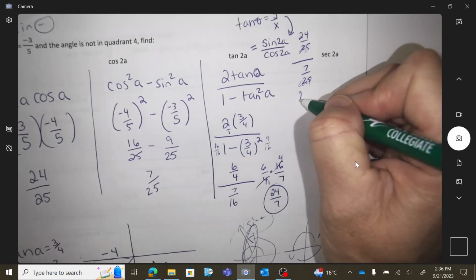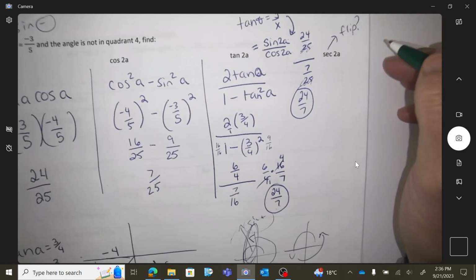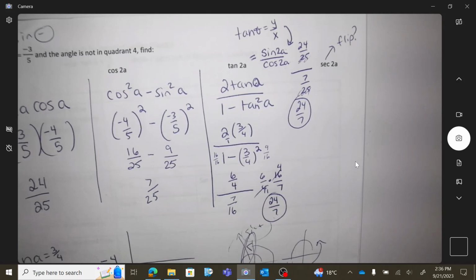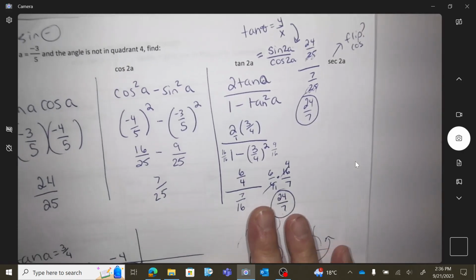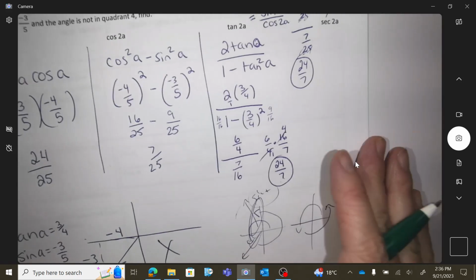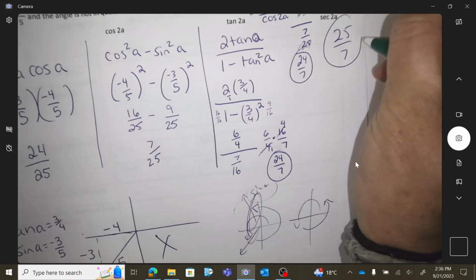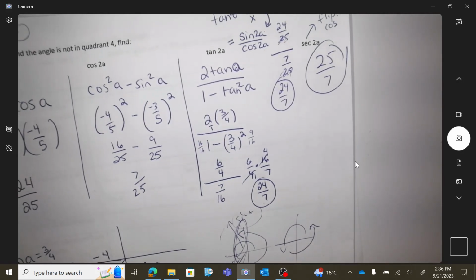Okay, secant. You should be thinking, well, what's the flip? Secant is the flip of which one? It's the flip of cos. So did we find the cos of 2a? Yep, we found the cos of 2a, and what should we do with it? Flip it. No, that's it. Just for you to understand, whenever you see secants or cosecants, do your work with sines and coses.